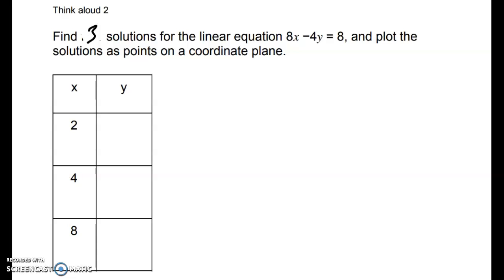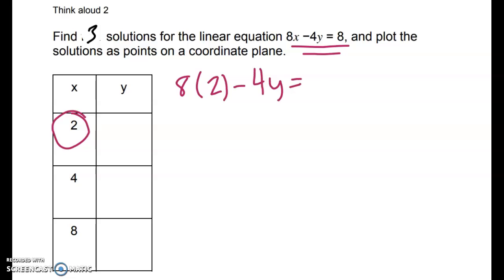By doing that, I'm going to be substituting the things I do know. Just like we did in the first Think Aloud, I'm going to be substituting, and it looks like I'm only going to be substituting all of my x values because it's given on this table. I'm going to be grabbing this first x value, the number 2, and substituting it into this equation. So I have 8, and I know x is going to be substituted with the number 2. And then I have minus 4y is equal to 8.